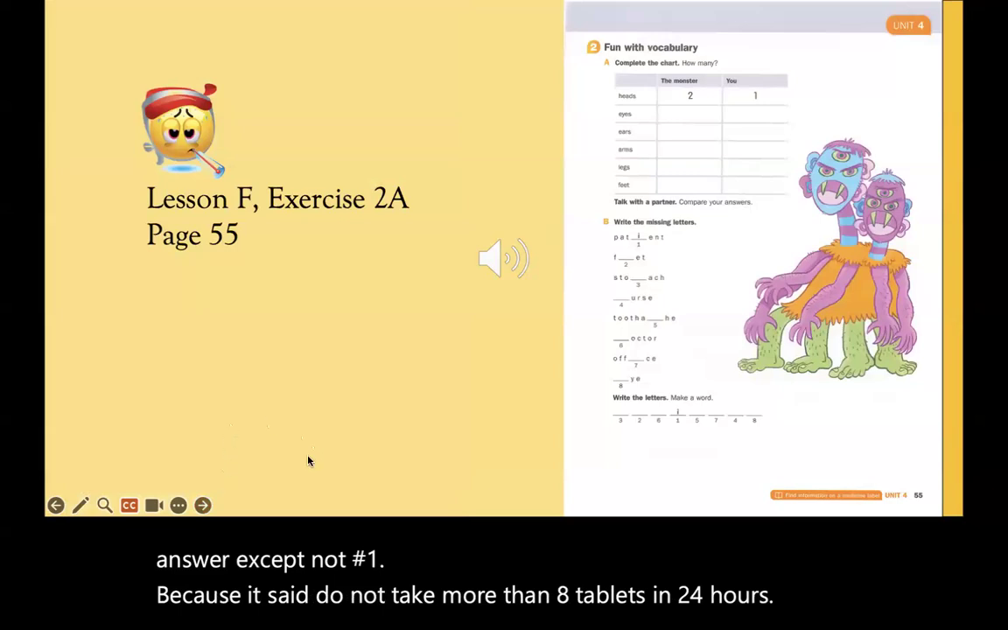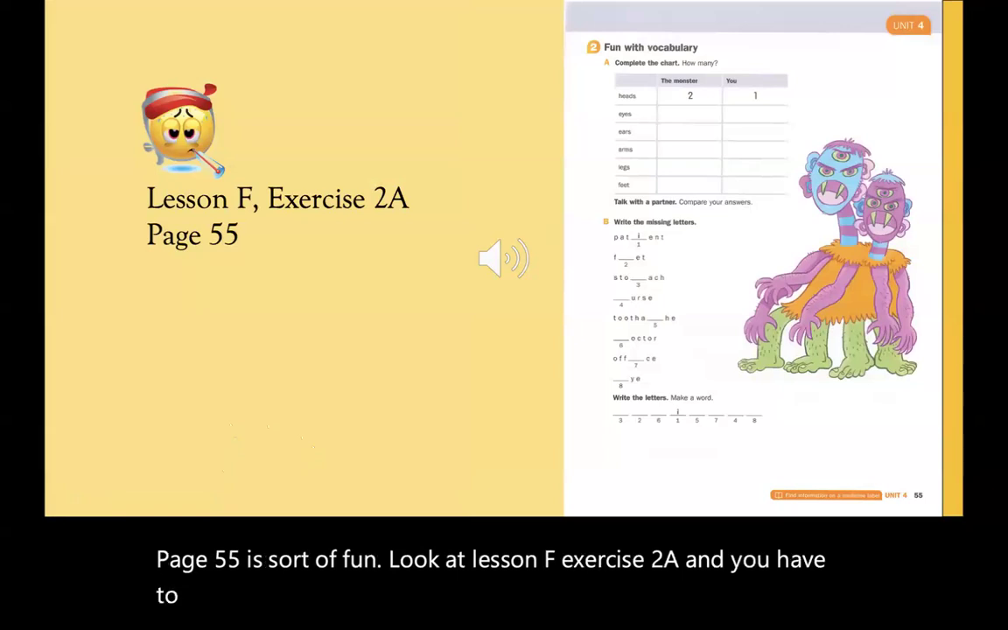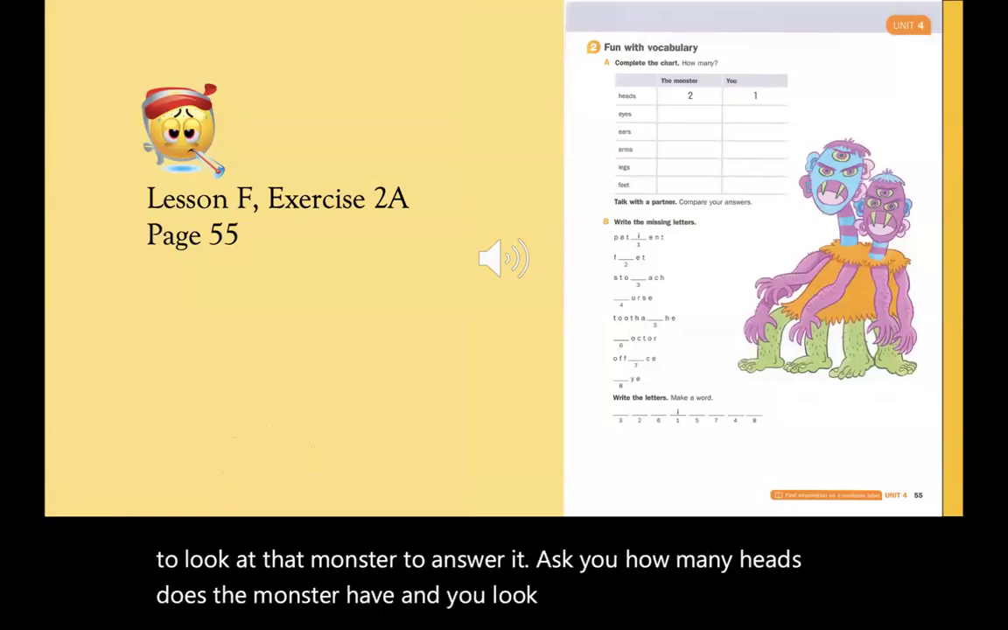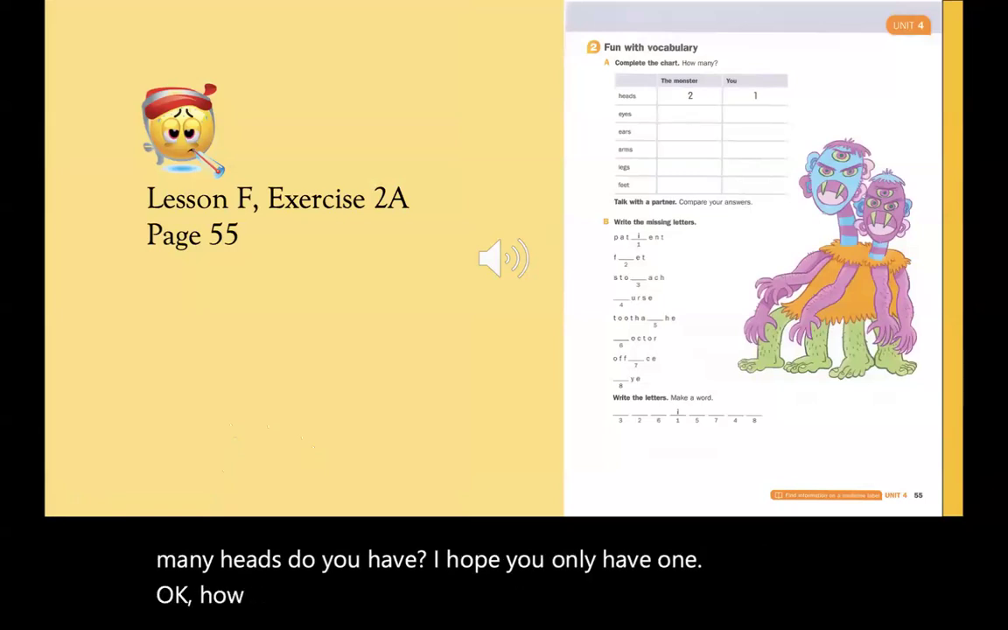Page 55 is sort of fun. Look at lesson F, exercise 2A, and you have to look at that monster to answer. It asks you, how many heads does the monster have? And you look, it has 2, so you write 2. How many heads do you have? I hope you only have 1. Okay, how many eyes does the monster have? Count them. How many eyes do you have?